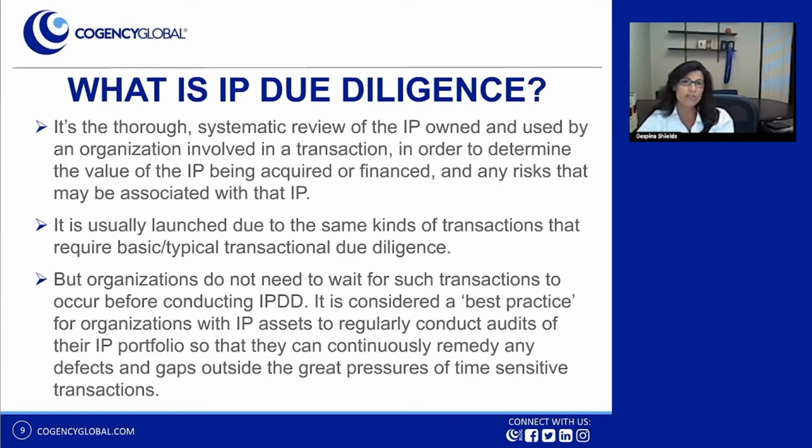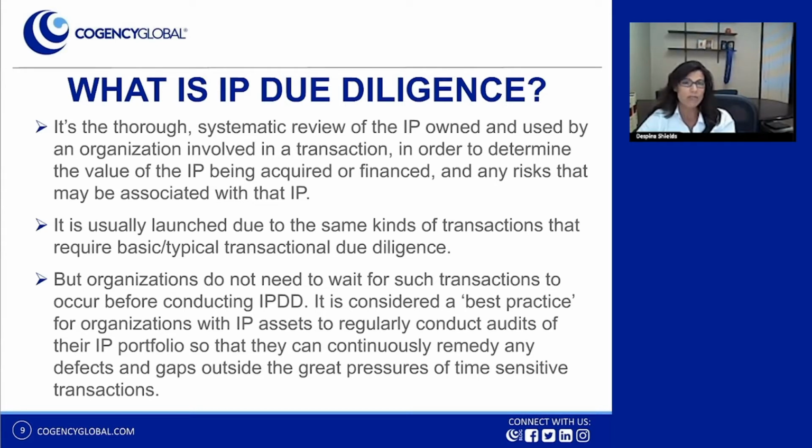And these searches are usually launched due to the same kinds of transactions that we went over just a few slides ago, and they're often done at the same time. So when you're conducting the searches for UCCs and liens and litigation, many are now tacking on the intellectual property at the same time. So that is now becoming more of a typical transactional due diligence package.